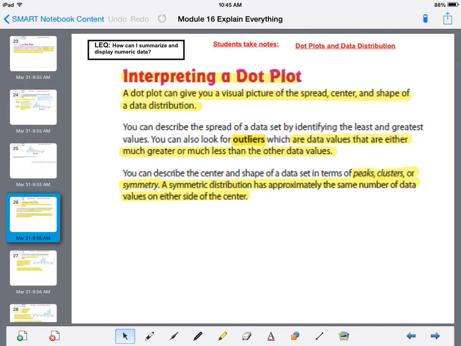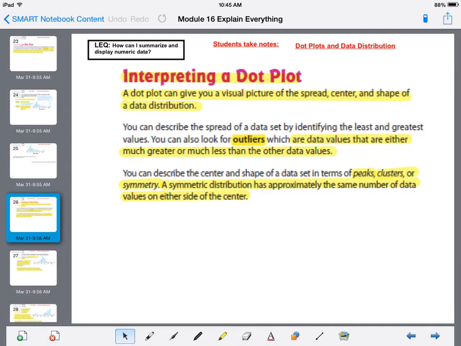Interpreting a dot plot gives us a visual picture of the spread, how the data is spread out, the center and shape of the data distribution. So we learned about outliers. They are the values that are either much greater or much less than the other data values. They're typically very off by themselves, and I told you guys that I remembered it by saying outlier, and so they're typically out by themselves.